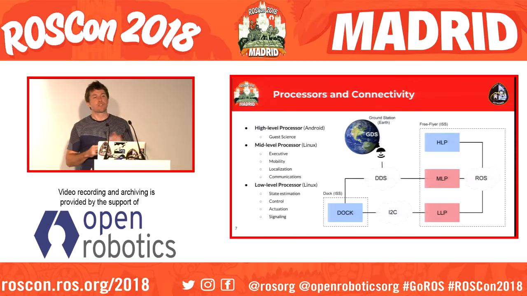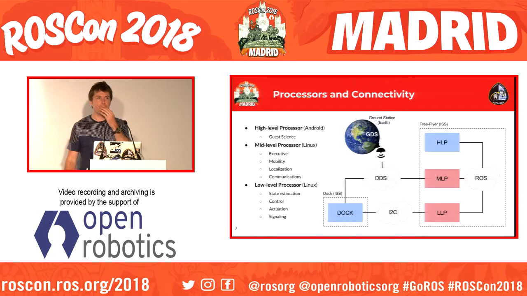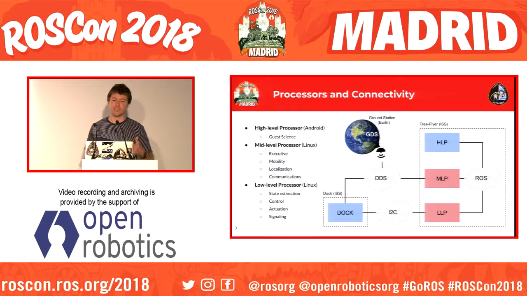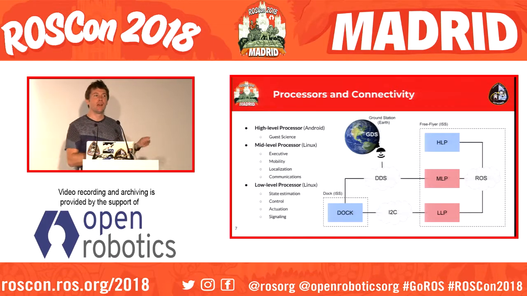The low-level, I'm not going to go in order because I think it's easier to describe the low-level processor and then the mid-level processor. The low-level processor is like the mission-critical processor. So we run our guidance, navigation, and control, and specifically our state estimation, and our control and actuation, as well as various signaling like status LEDs and lights. So the core essential things that we wouldn't want another process that's faulted or causes some crash to interfere with.